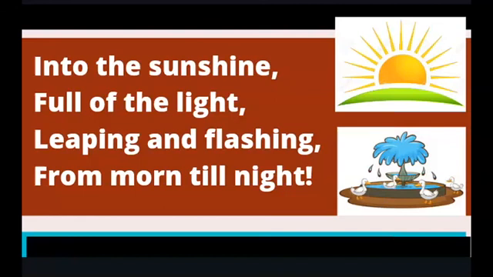So the poet is describing the motion of the fountain. He says the fountain is leaping. Leaping means jumping from morn till night. And because it is sunlight and sunshine, that is during the daytime, because of the sun rays, the fountain appears to be flashing light. It seems to be full of light.